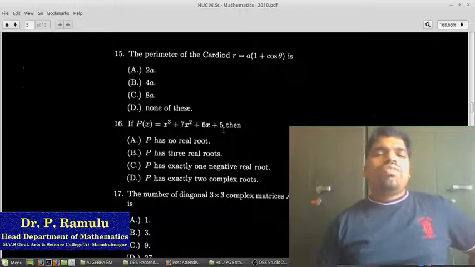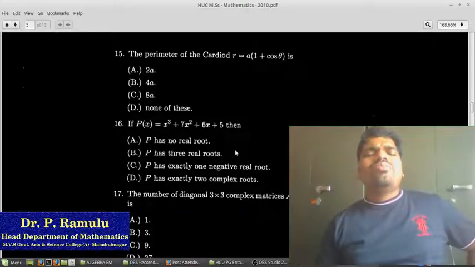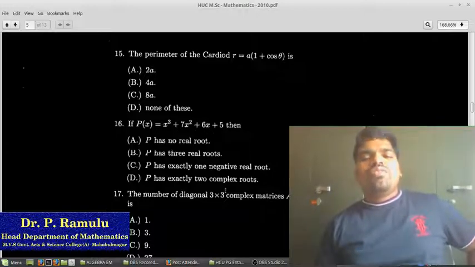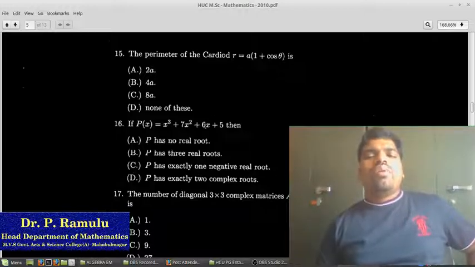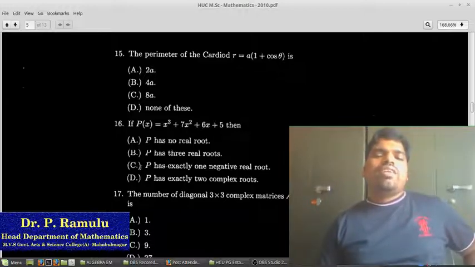If I find the roots for this equation, p of x is a polynomial, it has 3 roots. So this polynomial exactly has 3 roots. So one is a real root. You can find by observing this special polynomial, it has 2 complex roots also. This is also correct. But directly the statement that it has only 1 negative real root is correct. If I find different polynomials like this, some polynomial may have 3 real roots. So answer is exactly 1 real root.